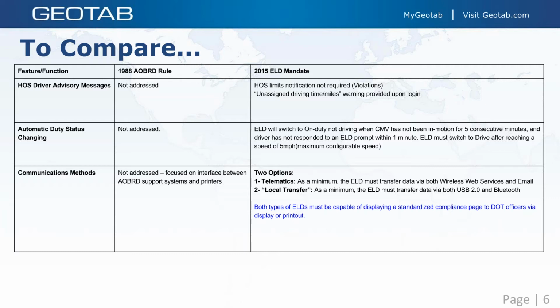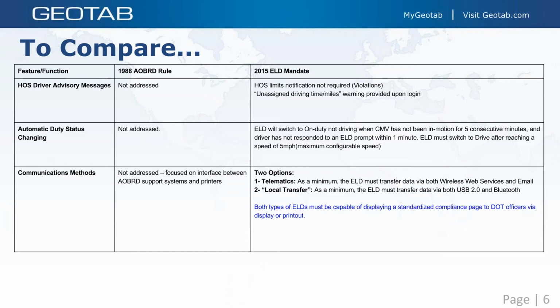Communication methods were not addressed. Right now, as we stand today, an AOBRD just has to have a display that can be shown to an officer. Now with the ELD mandate, there are 2 options to transfer your logs to a DOT officer. There's the telematics approach, where as a minimum, the ELD must transfer data via both wireless web services and email. And then there's the local transfer, where as a minimum, the ELD must transfer data via both USB 2.0 and Bluetooth.